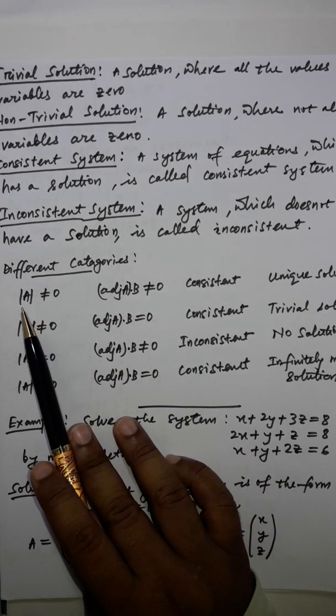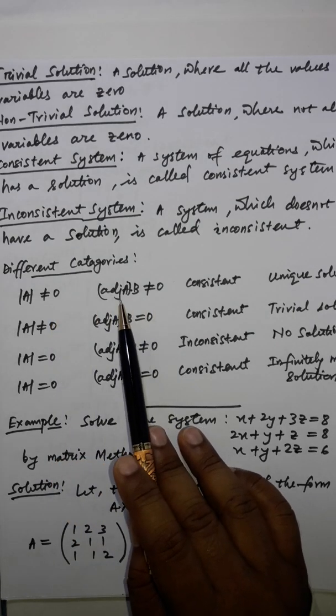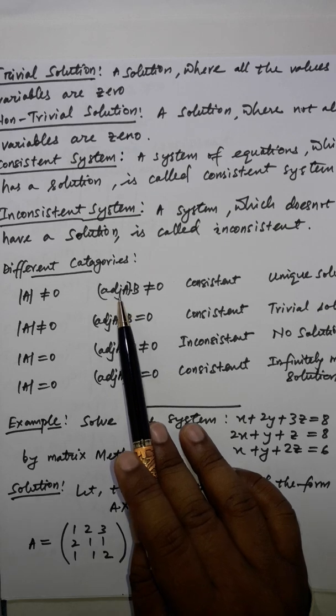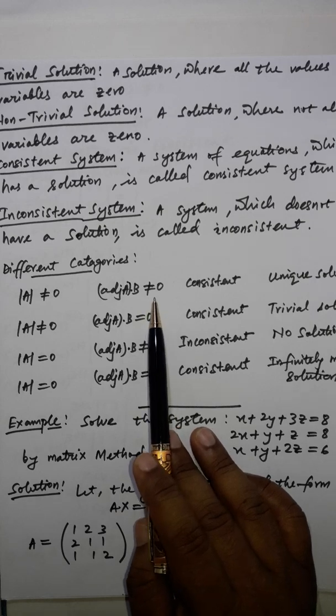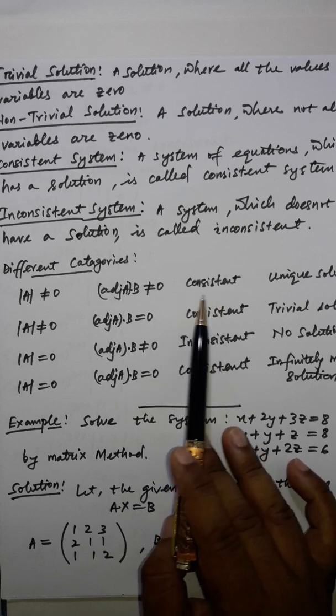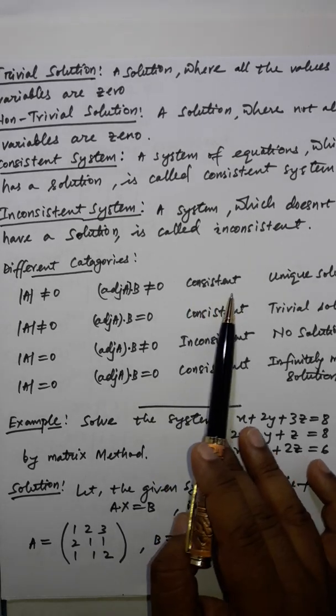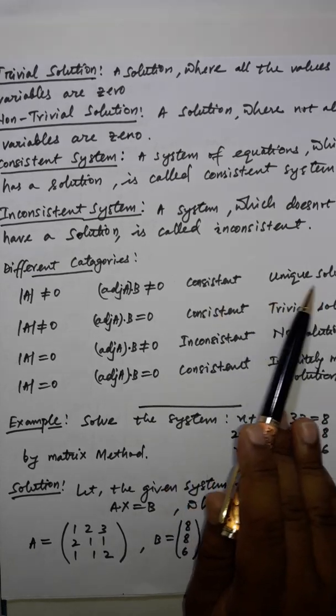Now if the determinant of A is not equal to 0 and the product of the adjoint of A with B is also not equal to a 0 matrix, then what happens in this case? In this case the system is consistent. A consistent system means a solution exists, you will get a solution here. And what is the nature of that solution? It will be a unique solution.